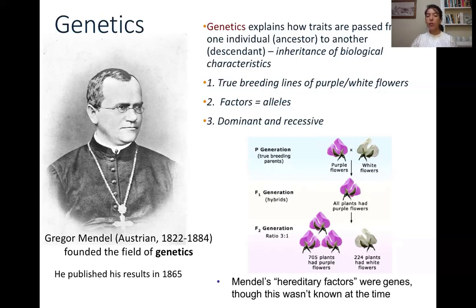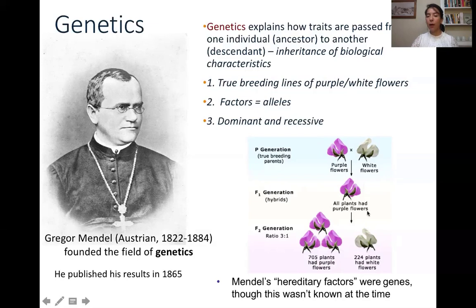Okay, so then he asked, what will happen if I cross these individuals of the F1 generation again? To his surprise, he found that the crosses from the F1 generation resulted in individuals with purple flowers and individuals with white flowers.